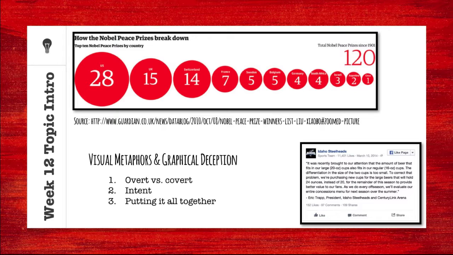But this is where we really want to focus in on visual metaphors. So, for example, if you look at the breakdown graphic at the top about Nobel Peace Prizes, they're using the sizes of the circles as a visual metaphor. And in this case, it's not perfect. It's one of the better depictions. 28 is almost twice as large as 15. 14 is slightly smaller than 15. 7 is almost half the size of 14. So you can kind of see how it steps down.